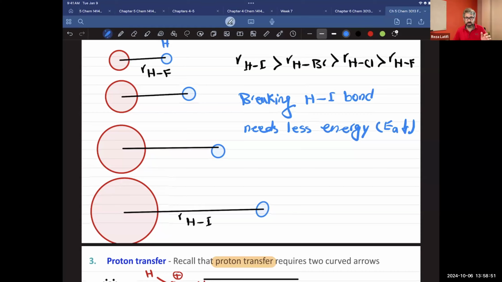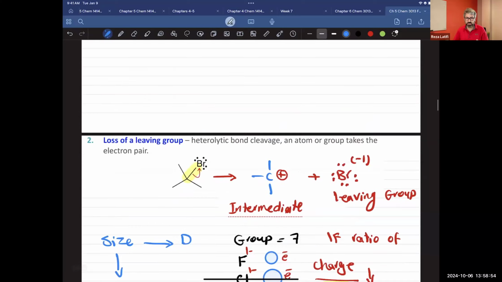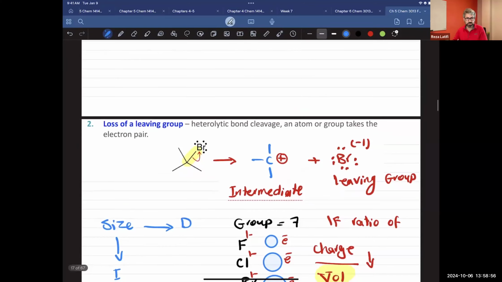So two facts here. First, which one will be easier to break the bond, HF or HI? I'm going to say HI. So breaking HI will be easier. How about carbon-fluorine or carbon-iodine? Again, the carbon-iodine bond will be easier to break. You can treat carbon like hydrogen. So breaking the carbon-iodine bond is easier.